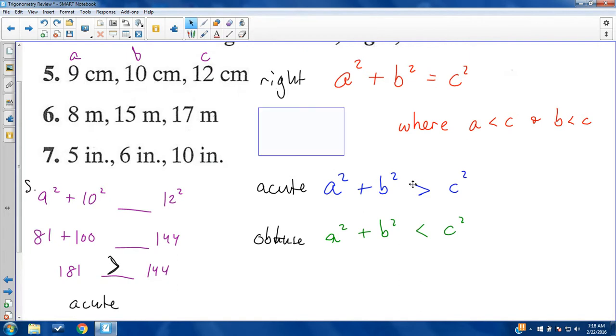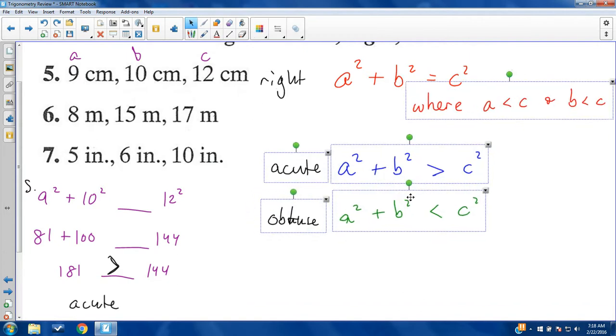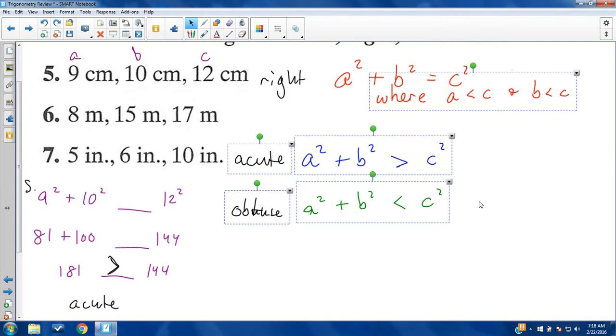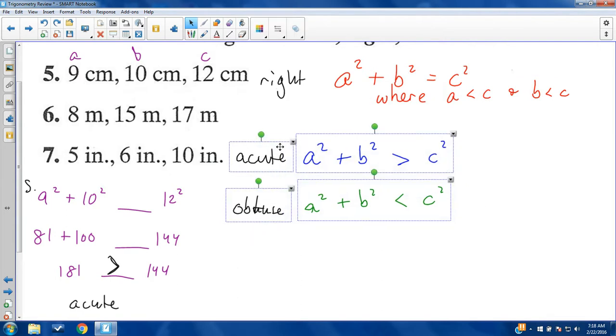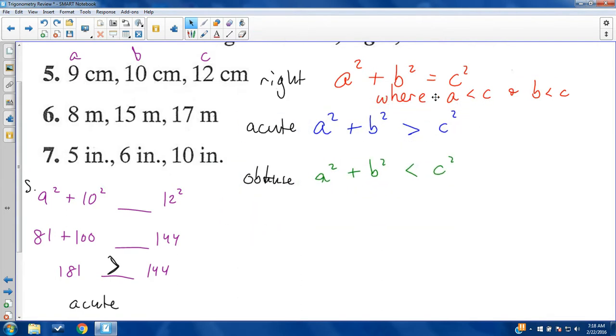Let's see if I can move this stuff up just a little bit. All of these, a and b is less than c is still true for any of these three things, just so you know. Okay, number 6.